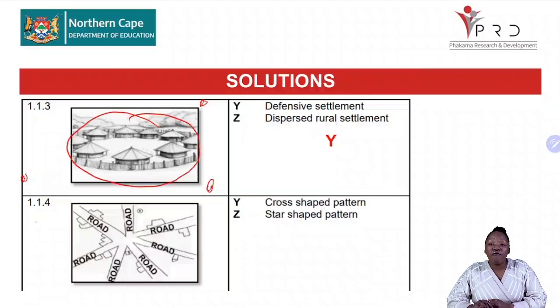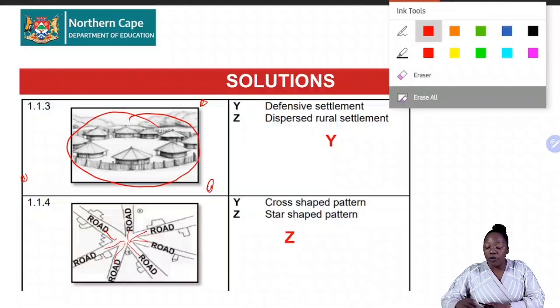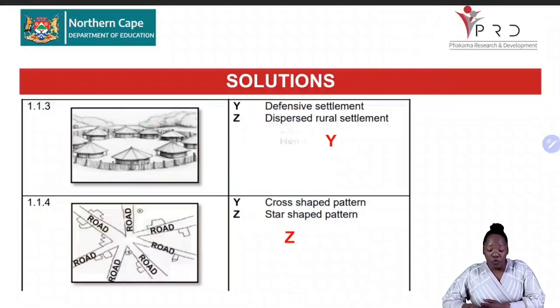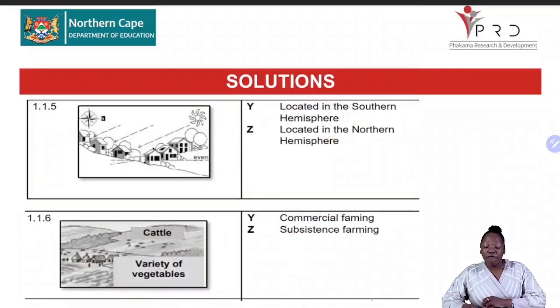Then 1.1.4, it's a cross-shaped pattern or it's a star-shaped pattern. You can see that there are so many roads. They are now star-like. So hence the answer is Z. So I hope you are still following. So your 1.1.5, Y is located in the southern hemisphere, or Z is located in the northern hemisphere.